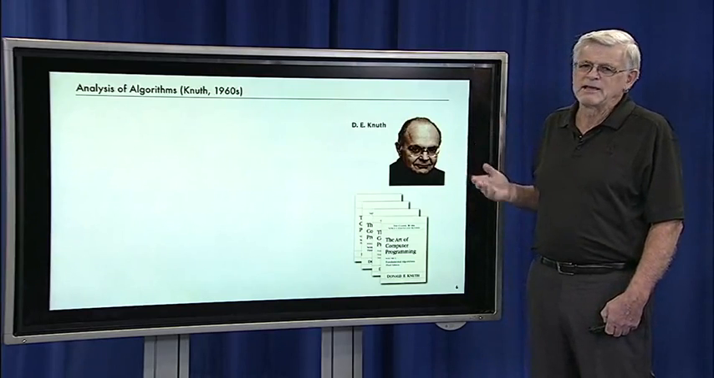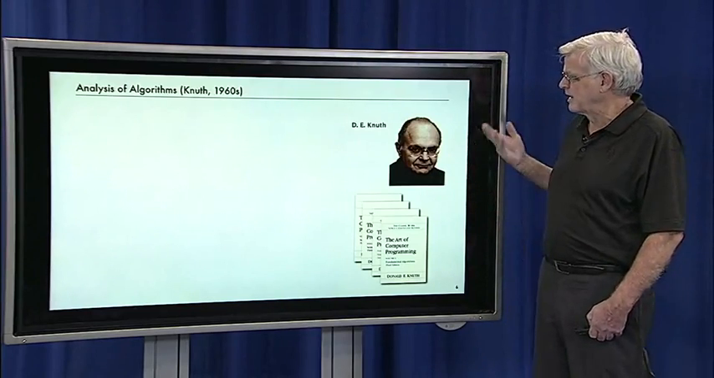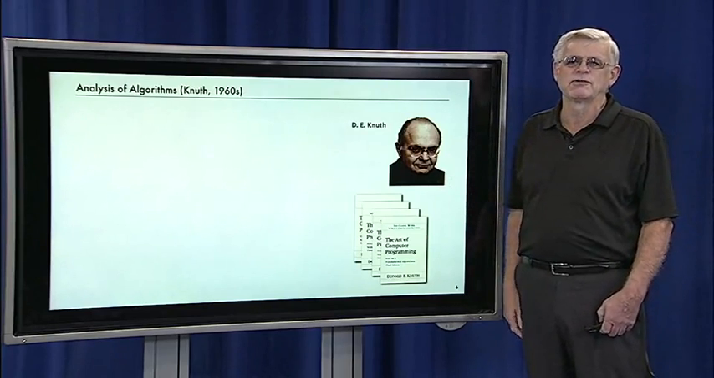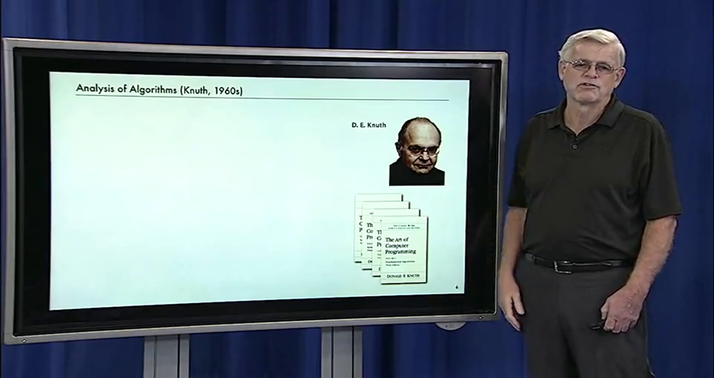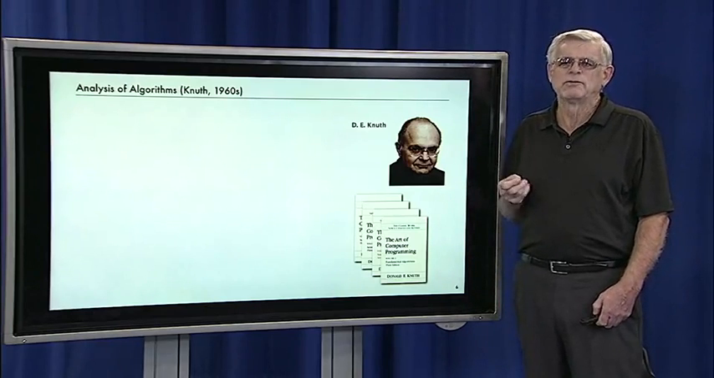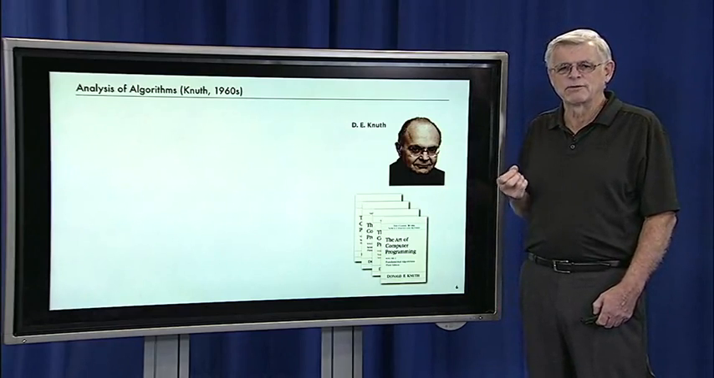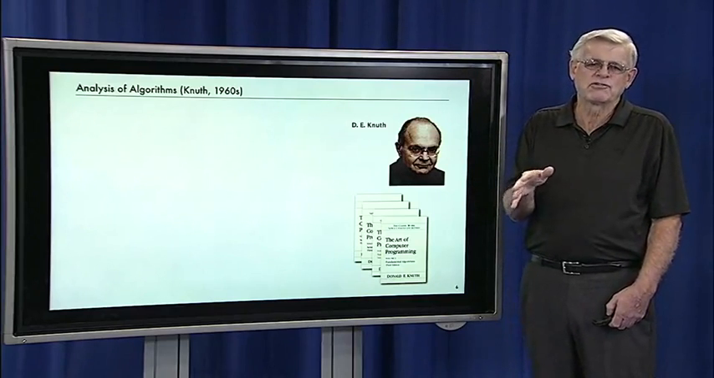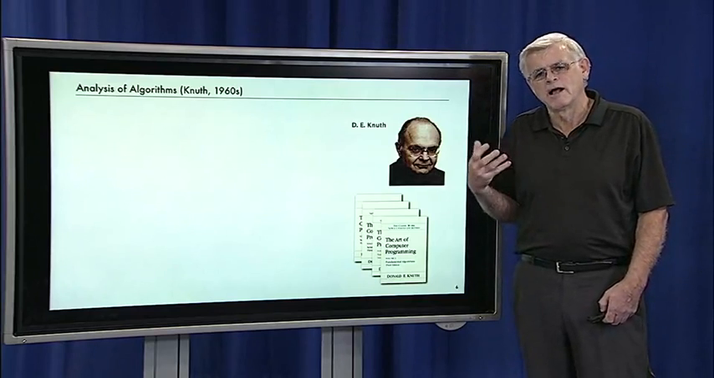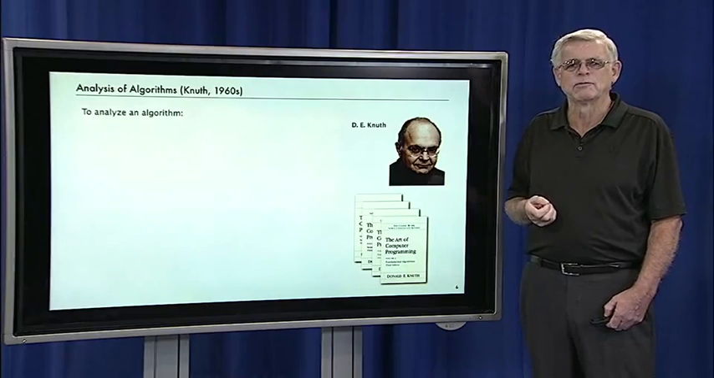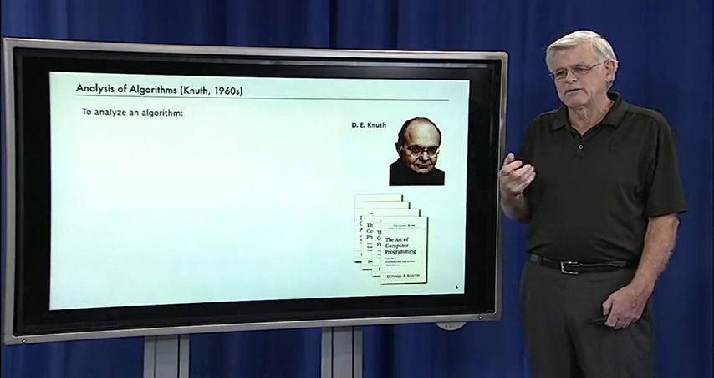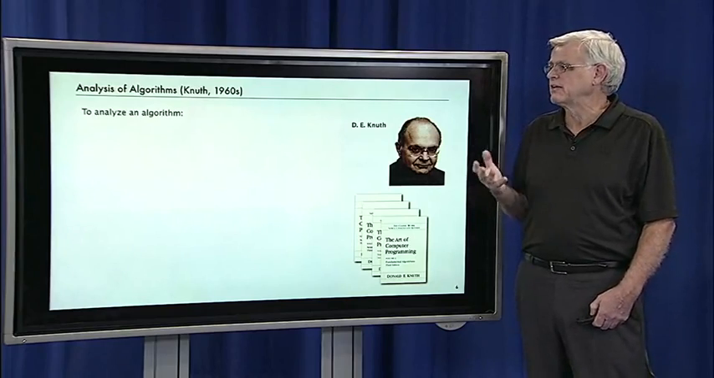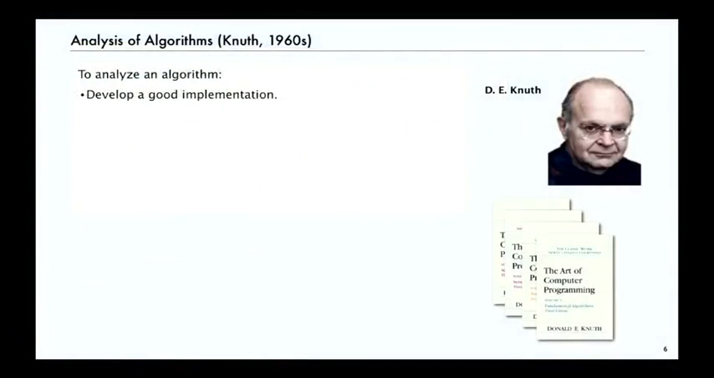But the field really came into existence in the 1960s when Don Knuth published the first of his series of 7 volumes, 4 of which have now been published. And he's the one who really put the study of the analysis of algorithms on a scientific basis. Before Knuth, people thought that it was going to be just too complicated to really figure out what kind of resources programs consumed. And Knuth simply laid out pretty straightforward steps for what we need to do to analyze an algorithm. First, get it running, implement it, and understand its performance by running experiments.